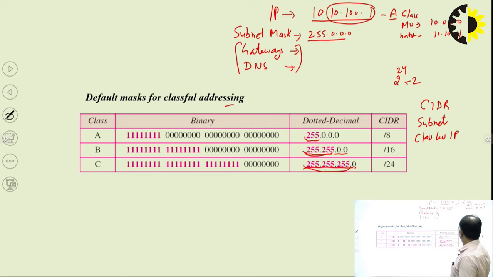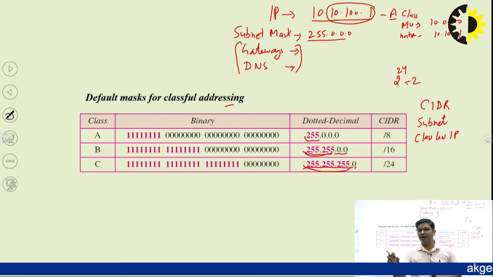For classless IP addresses, we have to make sure that there are different subnets in a given series. CIDR, classless inter-domain routing. If we are using classful IP addresses, whatever the number of hosts available in that particular IP series, all the hosts can communicate with each other very easily without any hurdle. But if you are using subnets, classless IP addresses, then the hosts of this particular subnet cannot communicate with the hosts available in another subnet.